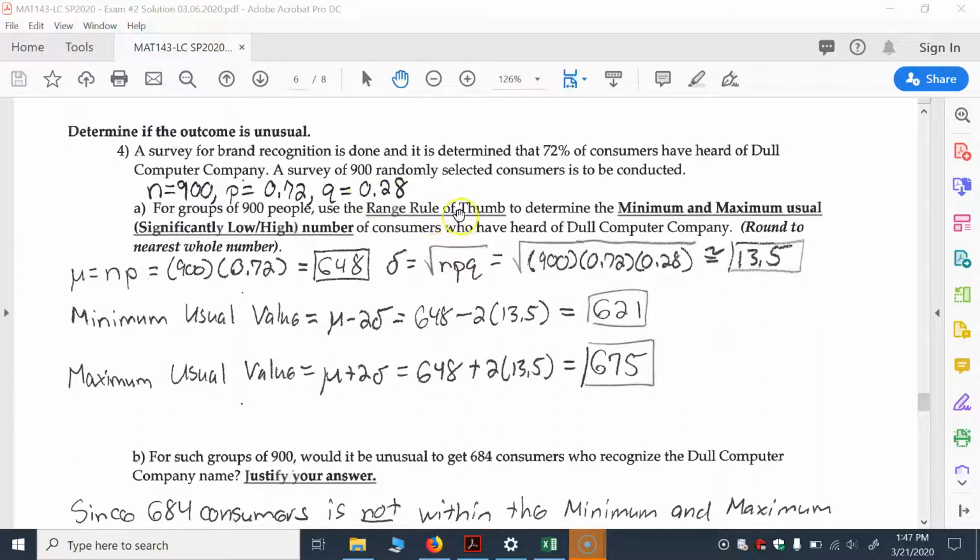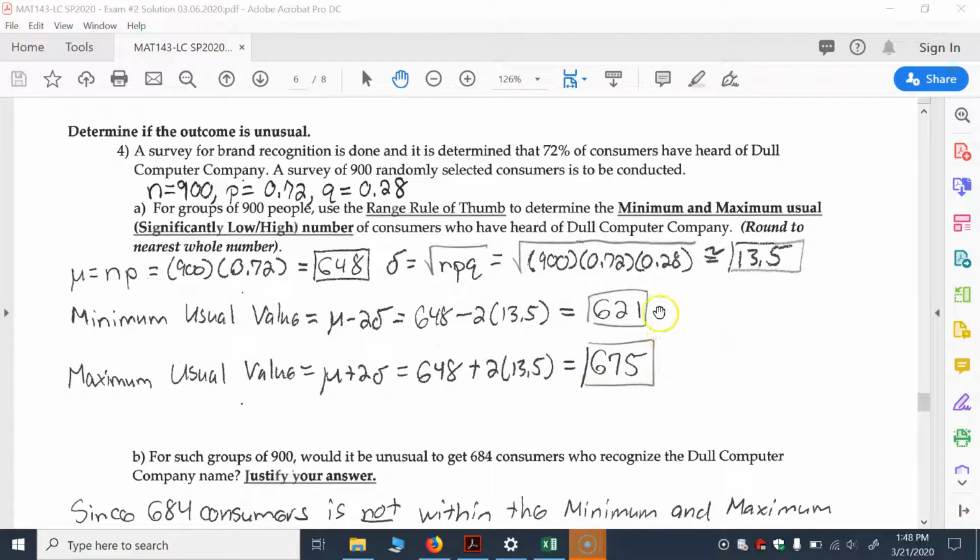So use the range rule of thumb to determine the minimum, maximum usual values, or significantly low, significantly high. All right, so what we need to do is calculate these values mu plus or minus 2 sigma. So mu is N times P, which will be 648. And sigma, this is the formula I gave you on the formula sheet, square root of NPQ, that'll be 13.5. So when we calculate the mean plus or minus 2 sigma, all right, what we'll get is a lower value or minimum usual value of 621, maximum usual value of 675.